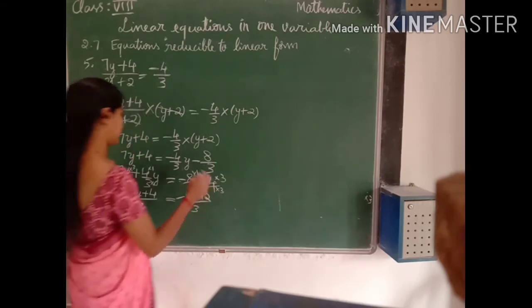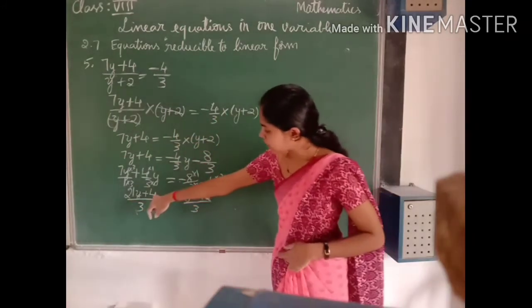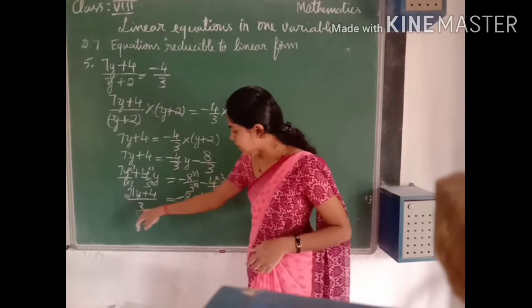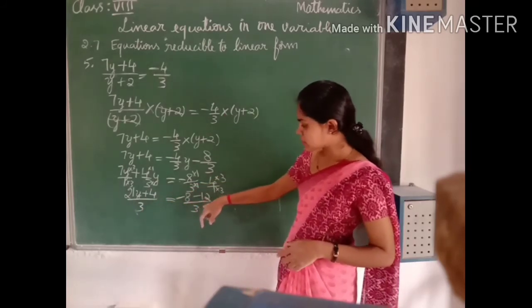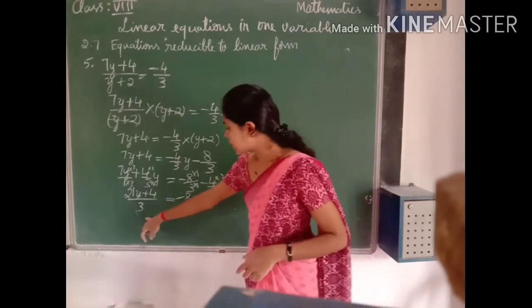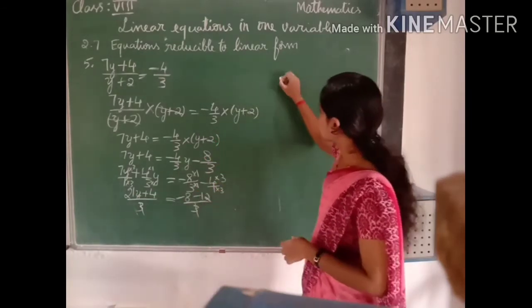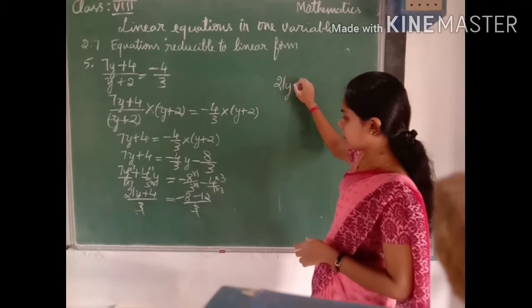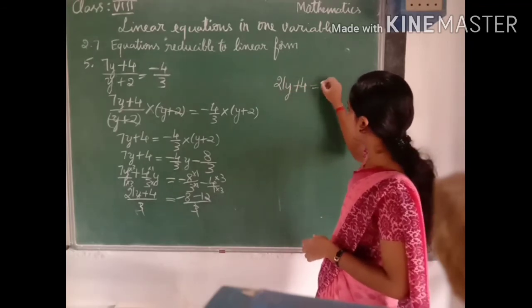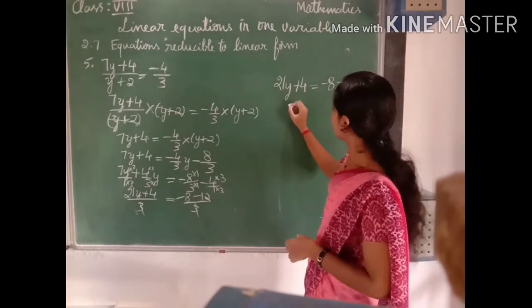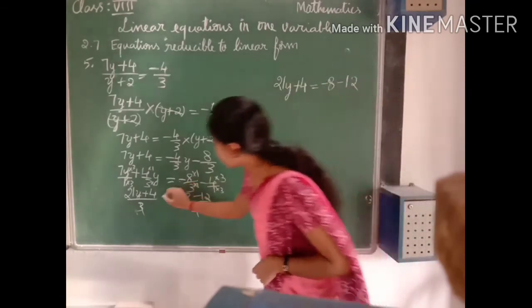Now 21y plus 4 divided by 3 is equal to minus 8 minus 12 by 3. Both the terms have the same denominator, so cancel that. So what remains? 21y plus 4 is equal to minus 8 minus 12.